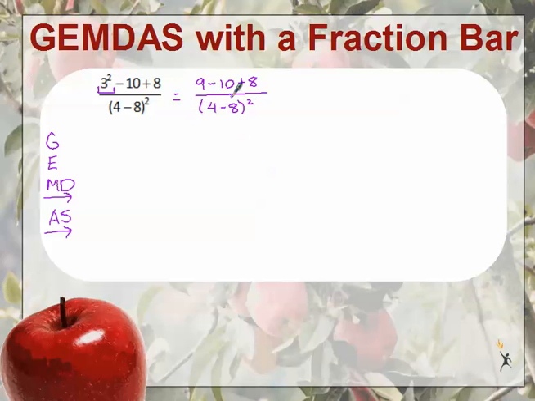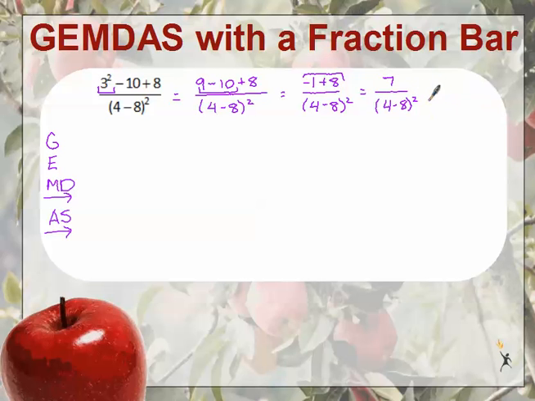Alright, then I have add subtract left on the top. I'm going to do the subtraction first. 9 minus 10 gives me negative 1. And I have plus 8 still on top. And then I have 4 minus 8 to the second power. And I'm going to continue my top. I have negative 1 plus 8, which gives me 7 over 4 minus 8 to the second power.